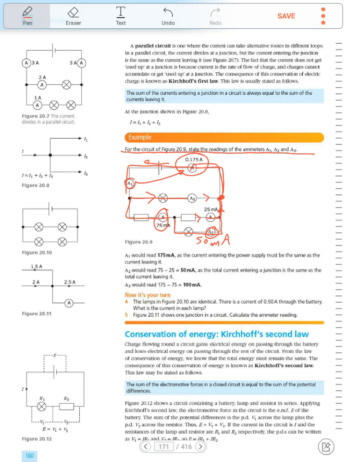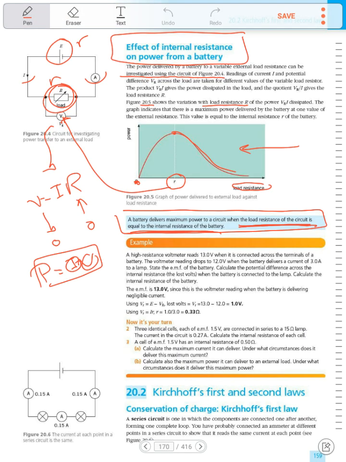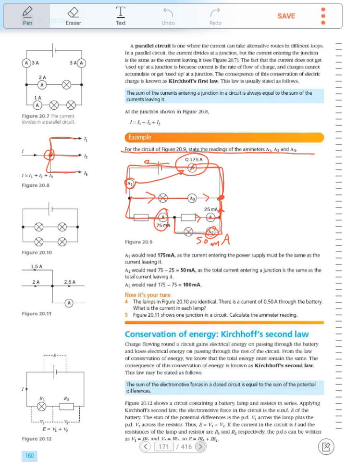Now you can see here the current is split into parts. This is what is known as Kirchhoff's first law. The total current passing through a branch like this is the sum of each current. The sum of currents entering a junction in a circuit is always equal to the sum of the currents leaving it. So here we have 3 amperes, and the current leaving the junction is also 3 amperes.